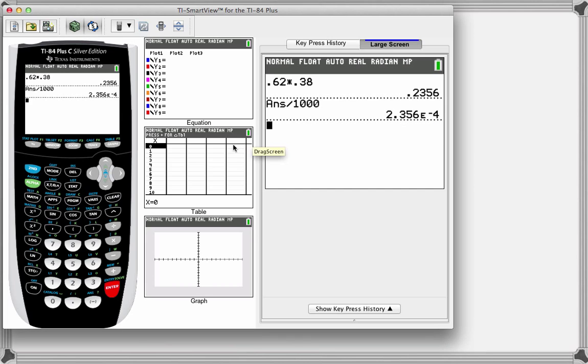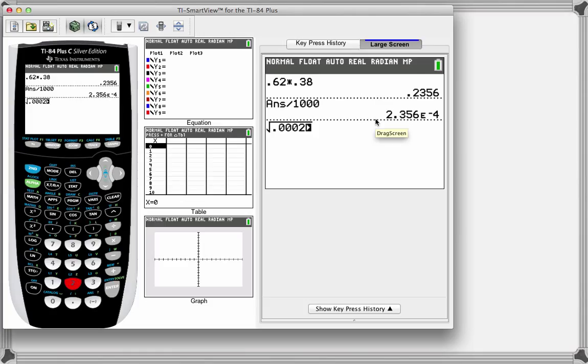This is another algebraic kind of problem. 2.356 to the negative 4 power, that is basically this right here. I want to hit second x squared because I want to square root all this. I want to write 0.000 and then 2. Alright, so I look at this number in front of the decimal.